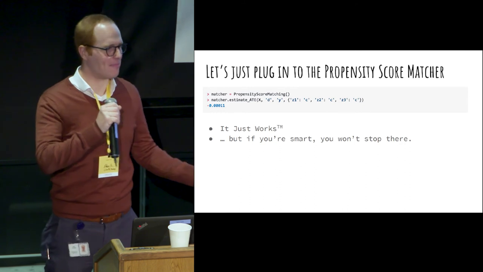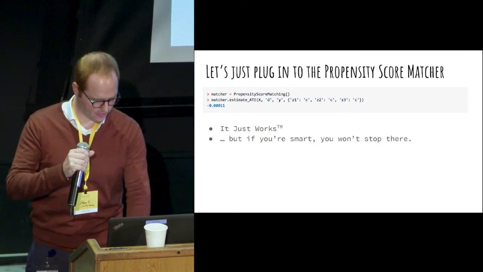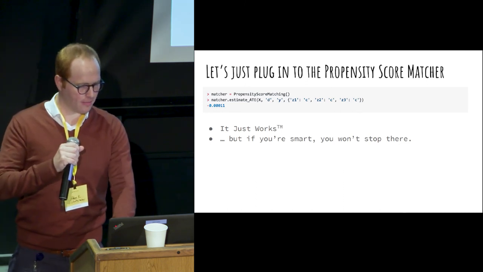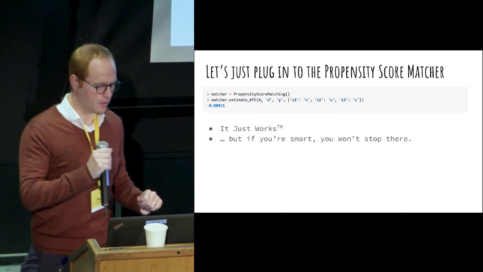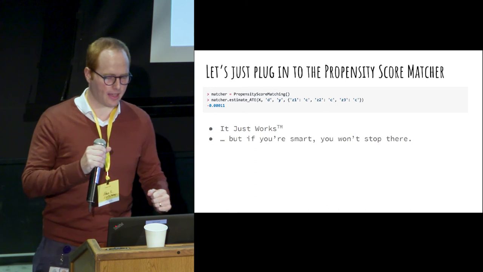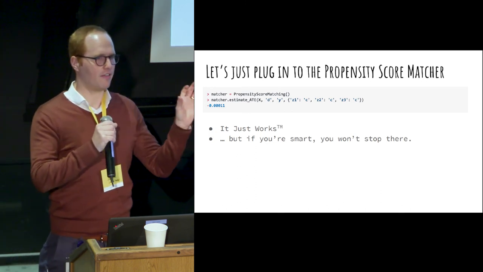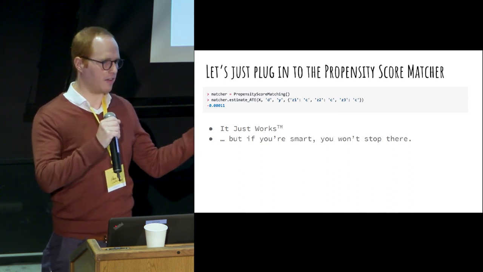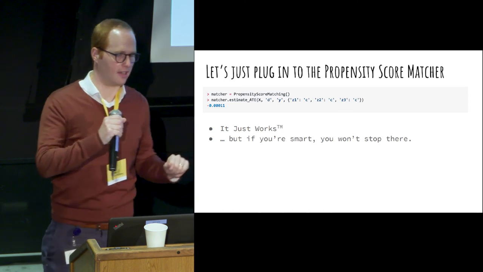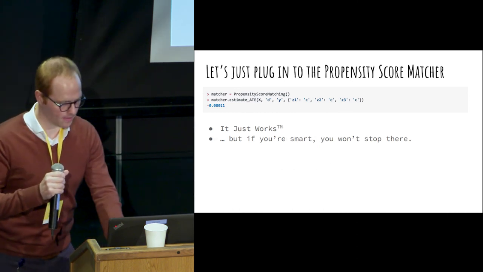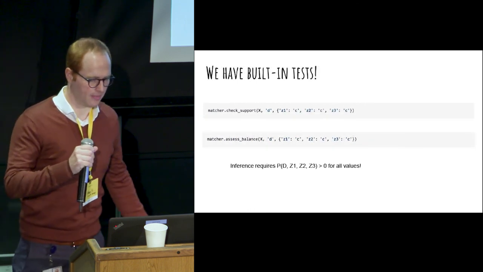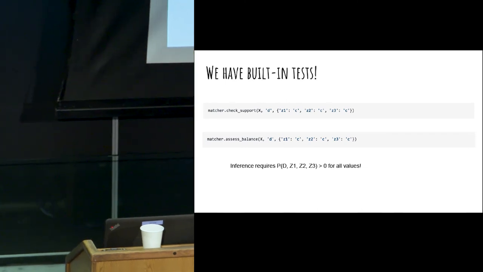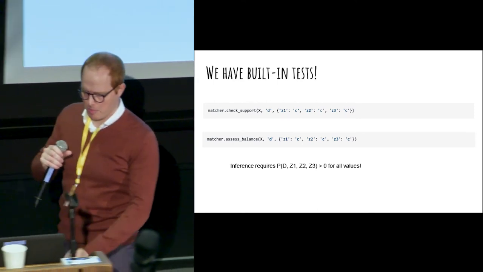If you're smart, though, you won't stop there, because there are assumptions that the system has to satisfy. Those assumptions in the context of propensity score matching, and this is actually true in a lot of different contexts, are that the Z variables have to have the same domain for each causal state. So in the D equals zero state, the Z variables have to have the same domain, and likewise for the D equals one state. Cool, so you can actually check that. There are a couple of methods for doing that. Just to put that assumption explicitly, this probability has to be positive for all values of the inputs.